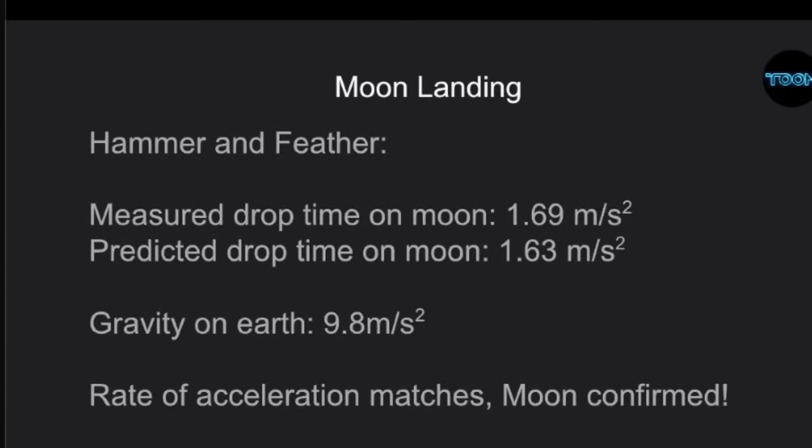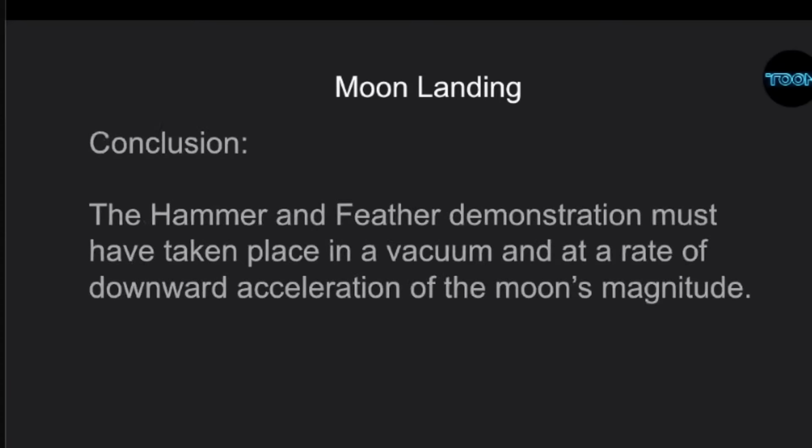So the measured drop rate on the moon is 1.69 meters per second squared. The predicted drop rate of the moon, I won't go through the math of that, but we predict 1.63 meters per second squared as the acceleration on the moon. So we're accurate to 2 significant figures. The gravity on Earth is 9.8 meters per second squared, dramatically different. So it could not have happened on the Earth. It confirmed that it happened on the moon.